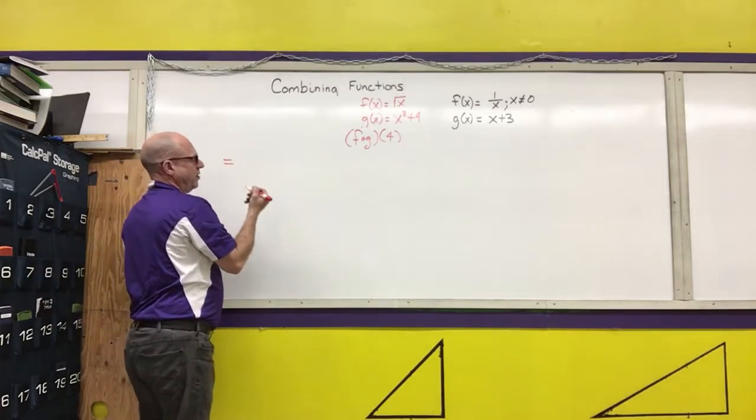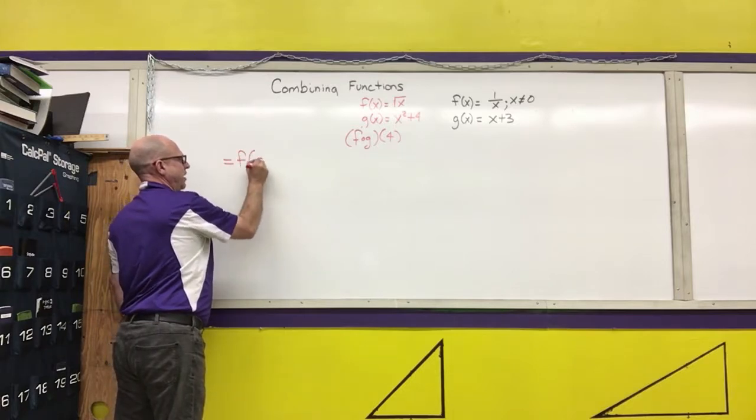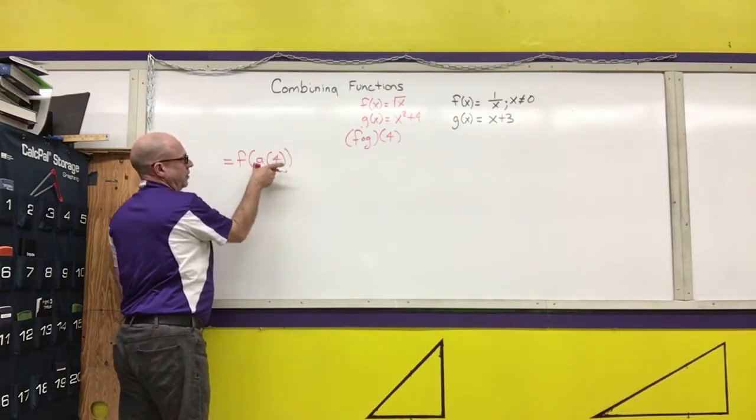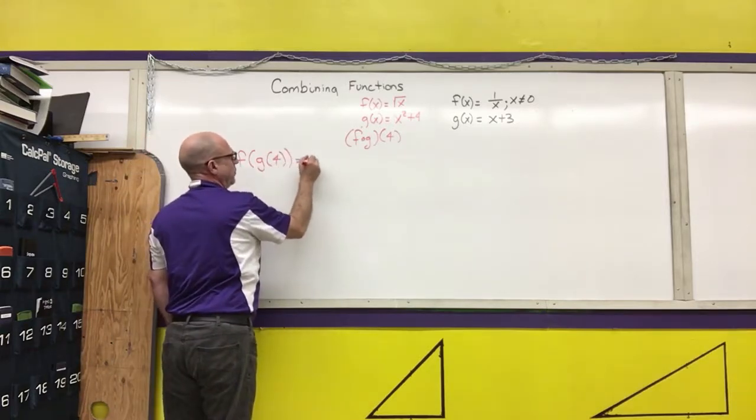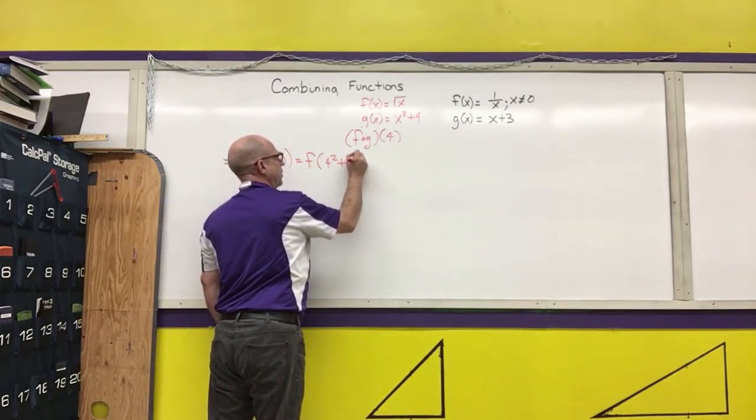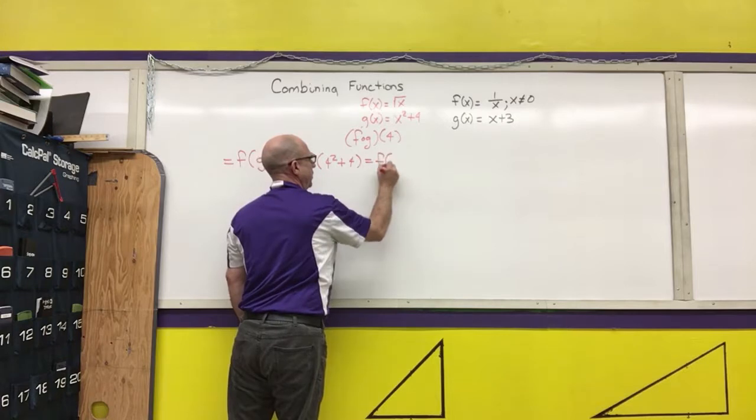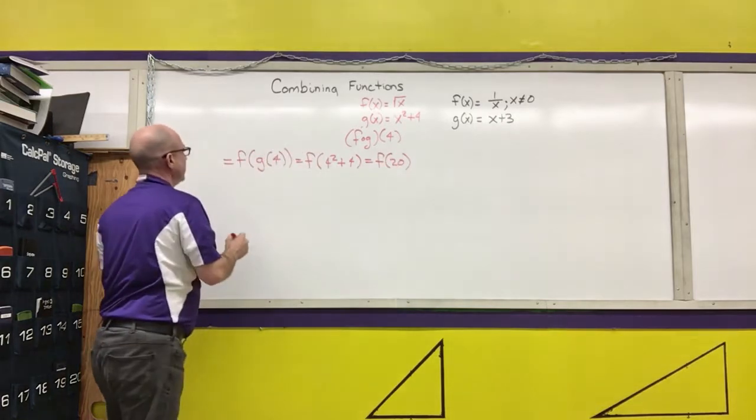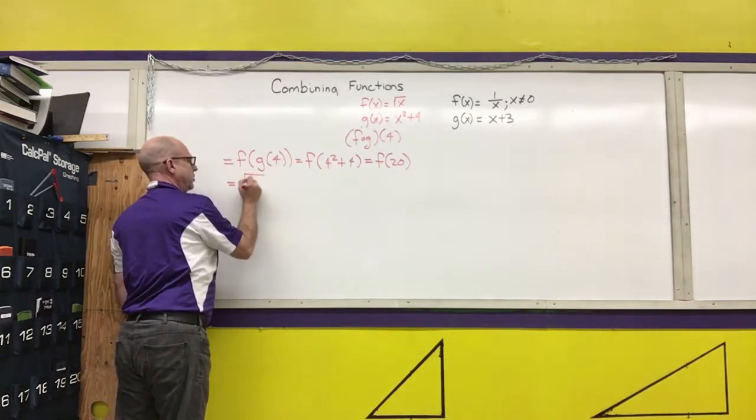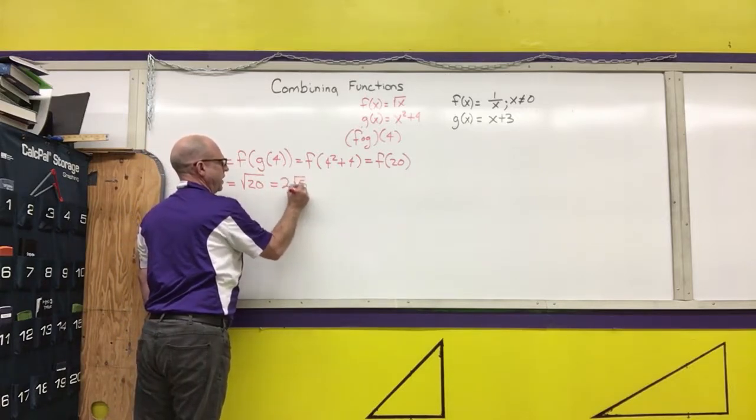The way I recommend doing it, if you're going to write it out as individual functions, is you write the composition as f of g of 4. You perform the operation g of 4, which is going to give me f of 4 squared plus 4. 4 squared is 16 plus 4 is 20. So I want to do f of 20. My function rule f is the square root of x, so that's going to give me the square root of 20. And when we simplify that, that is 2 square root of 5.